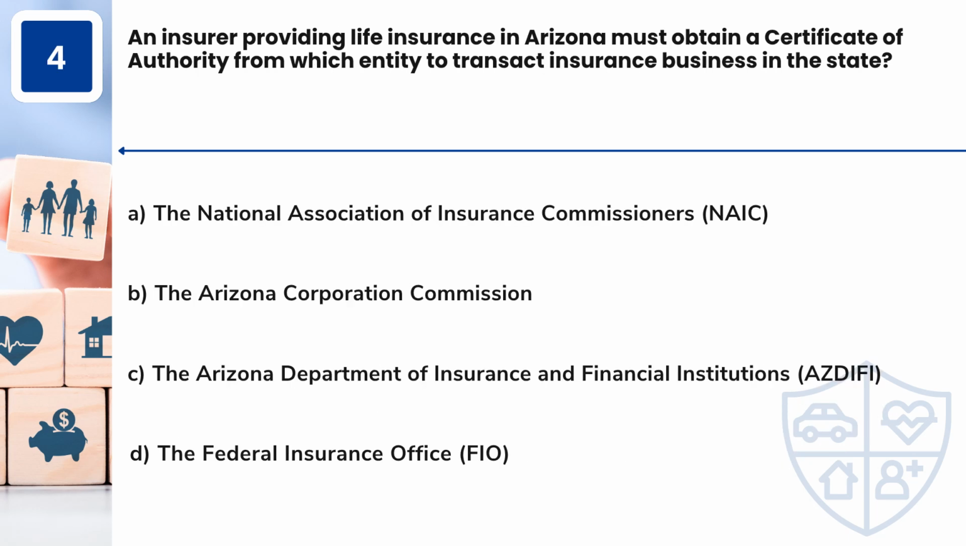Question 4. An insurer providing life insurance in Arizona must obtain a certificate of authority from which entity to transact insurance business in the state? A. The National Association of Insurance Commissioners, NAIC. B. The Arizona Corporation Commission. C. The Arizona Department of Insurance and Financial Institutions, ASDFI. D. The Federal Insurance Office, FIO.